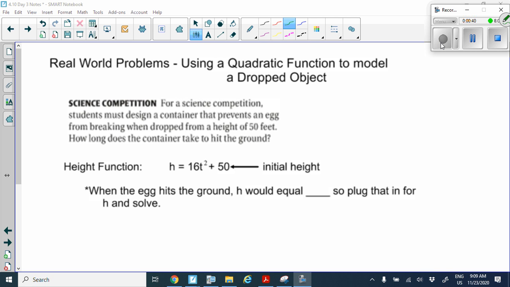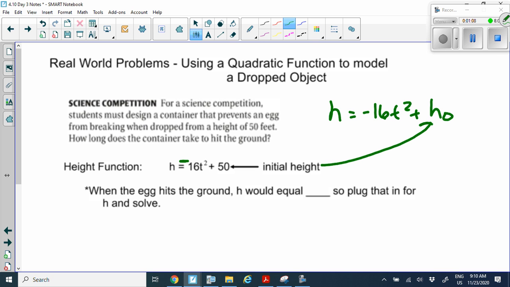Now, when we think about this, our height function is going to be as so. So we're going to have h equals negative 16t squared, and then this 50 represents the initial height. So the formula you will always use if you're doing a dropped object will be h equals negative 16t squared plus h naught. So h naught represents the initial height, so where you are dropping the object, okay?